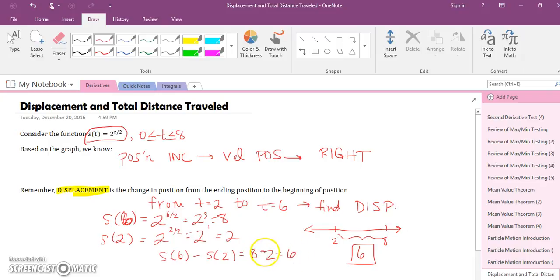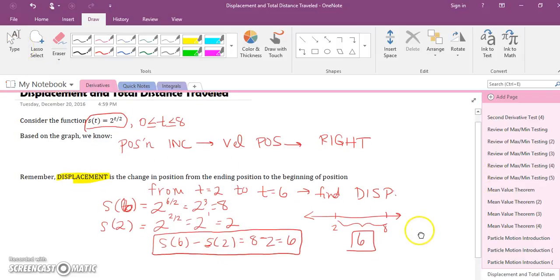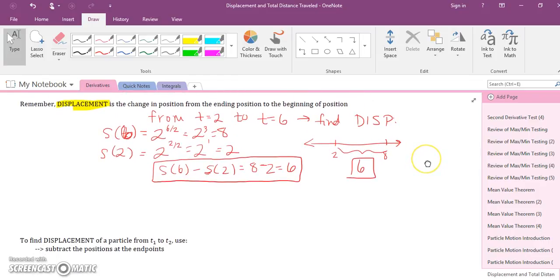Now, this might seem very basic, but it's important that you realize how we find this, because once we get to the more difficult ones, this basic concept is going to be used over and over again. And sometimes people forget this basic concept whenever things get tricky. So it is displaced 6 units. You subtract the ending position and the initial position. So make sure you have that written down: to find the displacement of any particle between time 1 and time 2, you take the position at the ending and subtract the position at the beginning. You just subtract the endpoint positions.